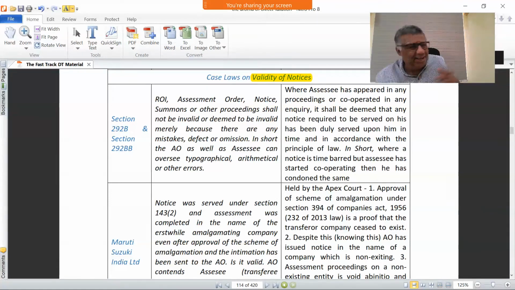Department contended, you participated, boss. You participated in the process. You should have said that in the first place itself. After participating, it means you have condoned the delay.